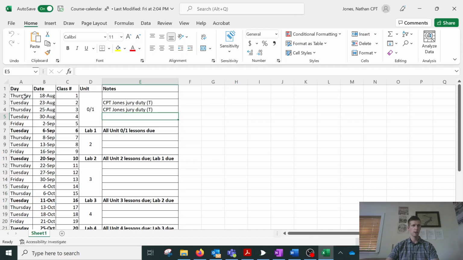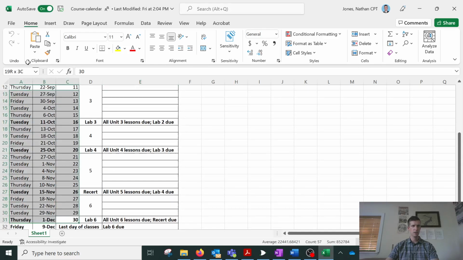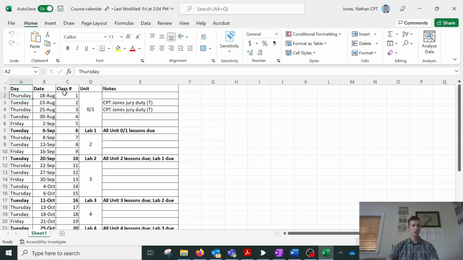All right, so this says we meet 30 times. I've got 30 classes here based on the current calendar for AY 23-1. You can see here the tentative projections for us working on each unit. So the first 5, or really 6 times we meet, we'll work on units 0 and 1, and that 6th time we meet, tentatively Tuesday, September 6th, is when we'll start Lab 1. Again, that's when all the Unit 0 and Unit 1 lessons are due.